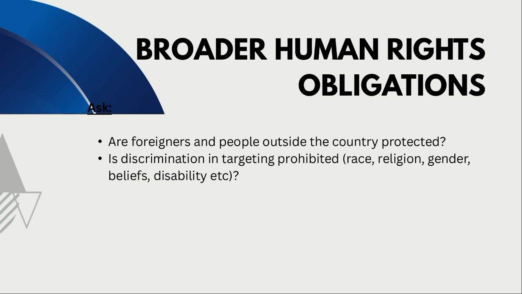Broader human rights obligations. We need to ask, are foreigners and people outside the country also protected? Is discrimination in targeting prohibited? Discrimination here refers to discrimination based on race, religion, gender, beliefs and so on. Failure to ensure this results in a serious breach.